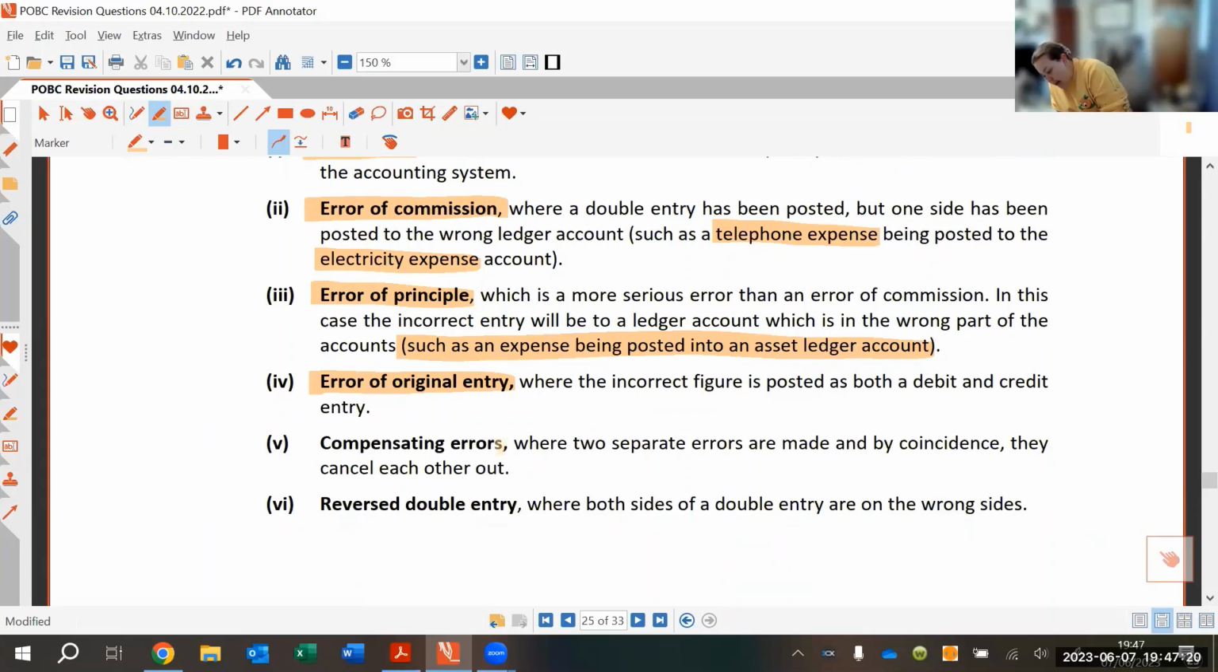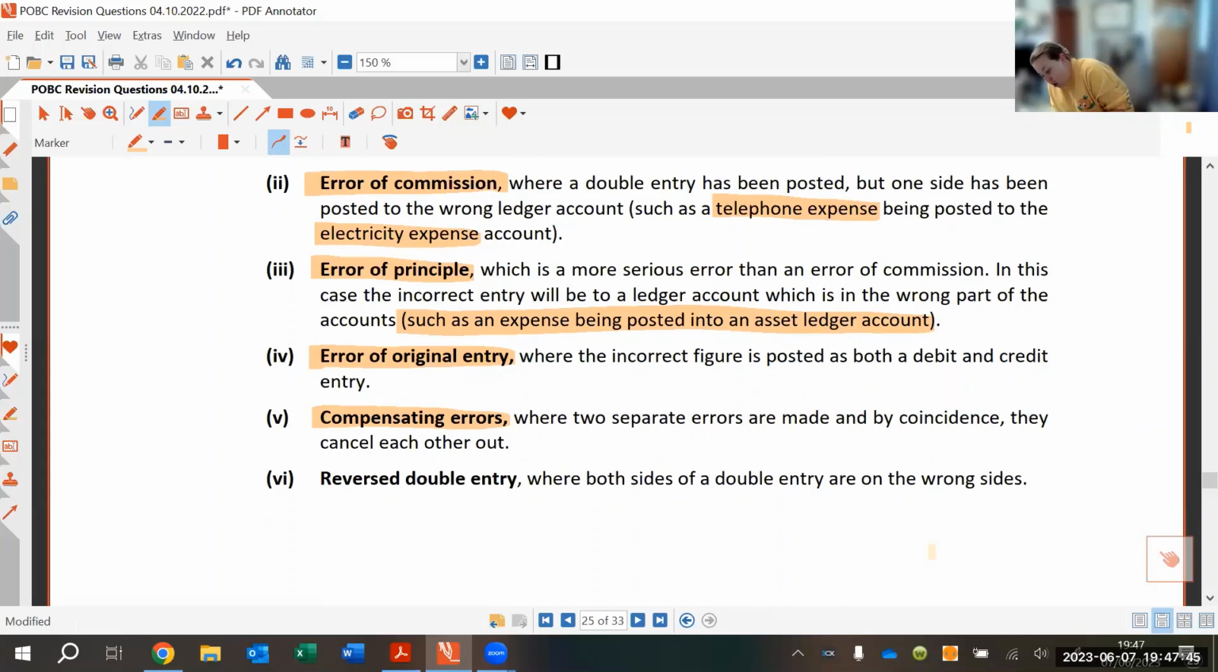And then you've got compensating errors. This doesn't happen a lot in real life. It's just that we've got maybe an error on the debit side from one transaction and an error on the credit side from another transaction, and it's the same amount, and therefore it cancels it out. It's rare that that would happen in real life, but it can happen, and it's more likely to happen in an exam than in a real situation.